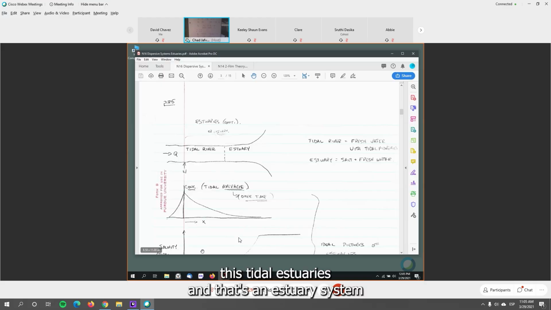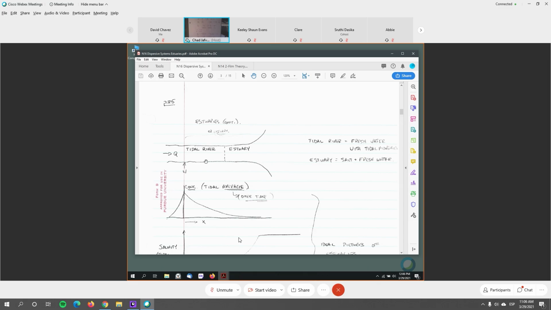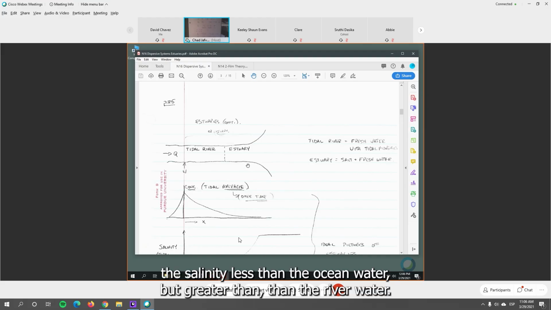So getting back to this, tidal estuaries, and that's an estuary system because you can see the marine water going up and then it goes back out. And there's constantly fresh water coming down. So the estuary is where you have the salinity less than the ocean water, but greater than the river water.